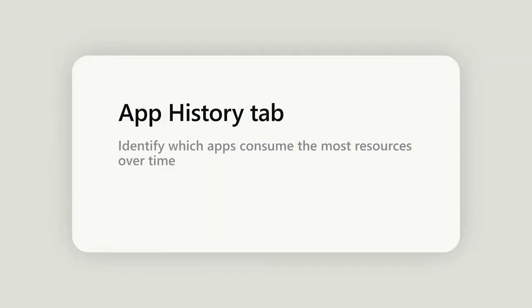It provides graphs and detailed statistics that help you understand how your system resources are being used, while App History allows you to view applications' resource usage history. This is particularly useful for identifying which apps consume the most resources over time.